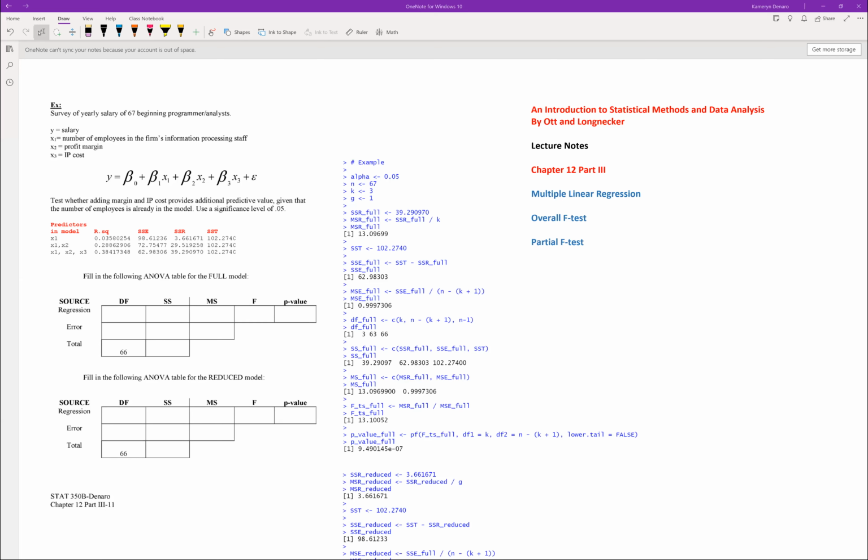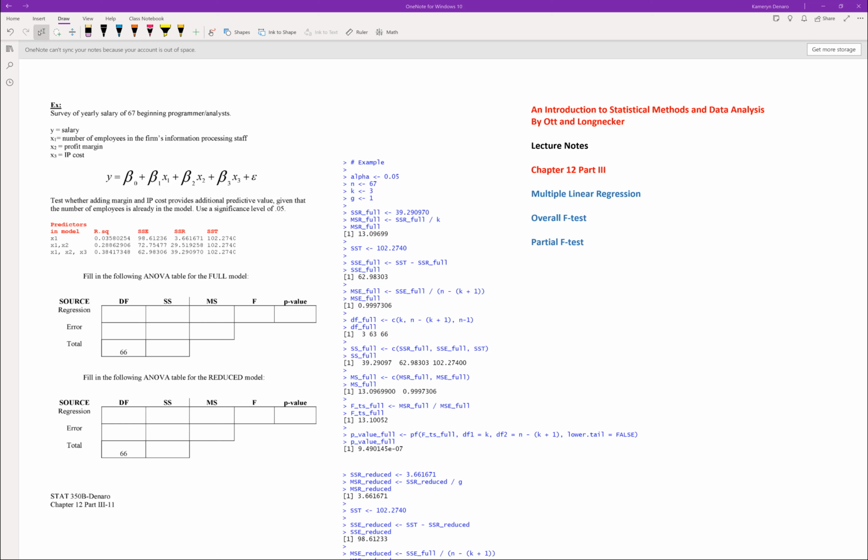Okay, as promised, we are going to do an example using some R code and also practice filling out some ANOVA tables for our full model and our reduced model. We're going to go back to the example of the yearly salary of 67 beginning programmers and analysts, with Y being the salary, X1 being the number of employees in the firm's information processing staff, X2 being the profit margin, and X3 being the IP cost.